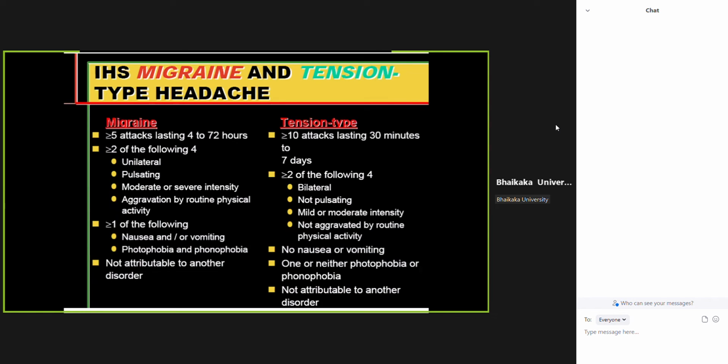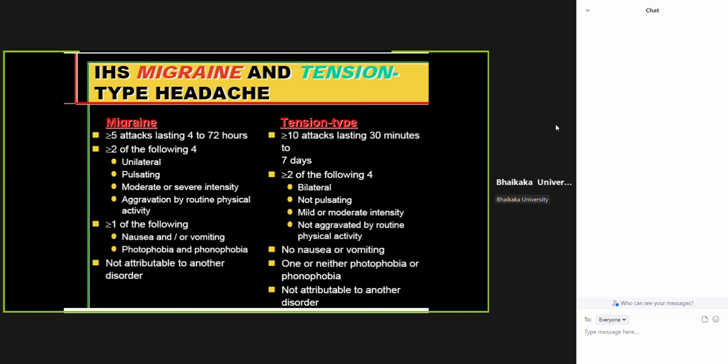So, 5 or more attacks of 4 hours to 72 hours, unilateral, pulsatile, severe intensity, and aggravated by physical activity. Along with that, headache should have at least one of the following: either nausea and or vomiting. Nausea and vomiting both can be there. Photophobia means avoidance of light, and phonophobia means avoidance of sound. So migraine patients particularly do not like to work. They want to sleep in a quiet, dark room.